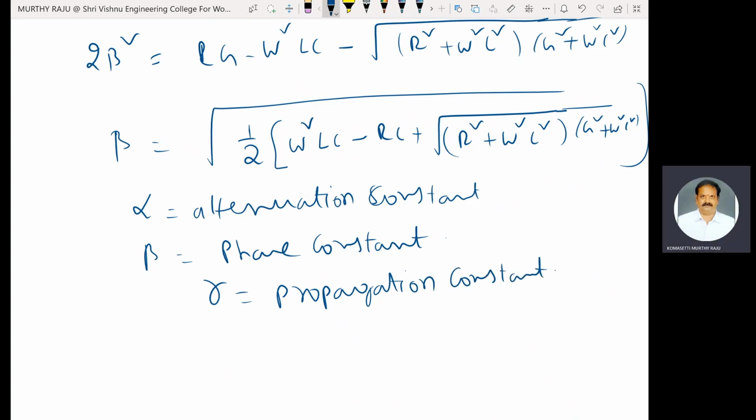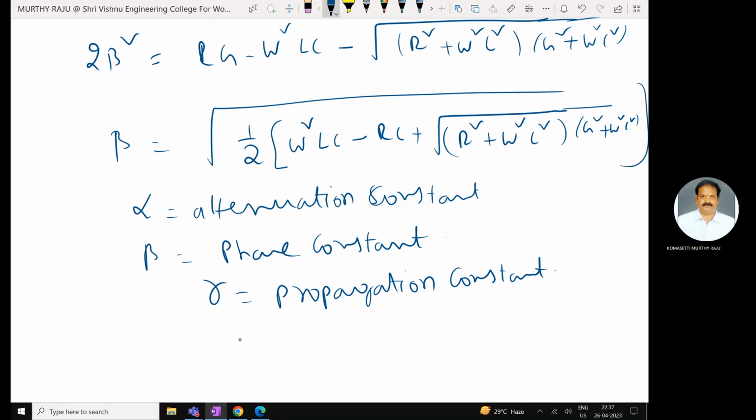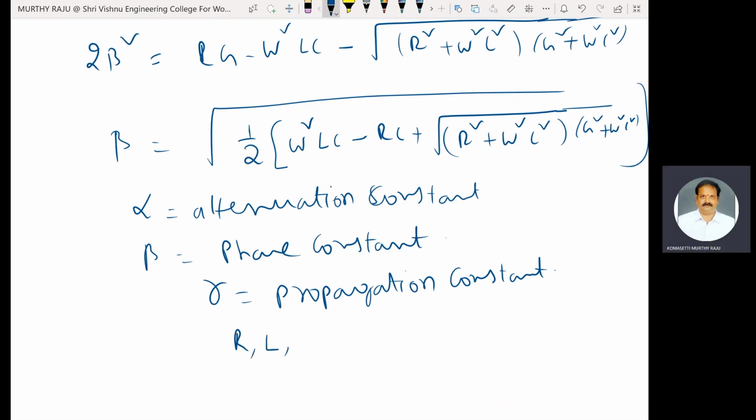The primary constants of the transmission line are resistance, inductance, capacitance, and conductance. The secondary constants of the transmission line are the characteristic impedance and the propagation constant gamma. With this, the analysis is completed.